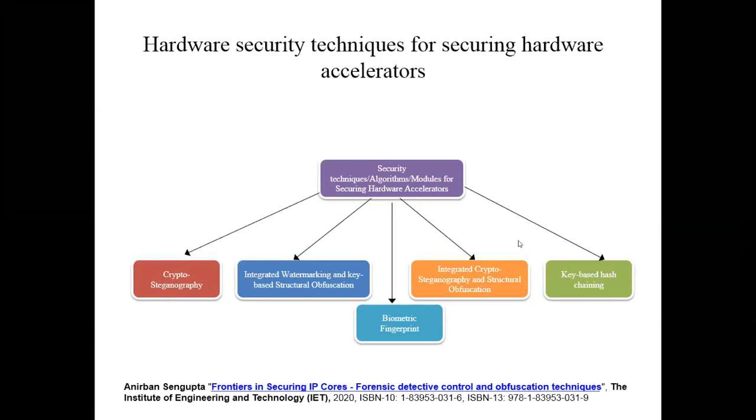And finally, we have the key-based hash chaining method. This type of method is also used as a steganography algorithm for implanting digital evidence into the design. Next slide, please.